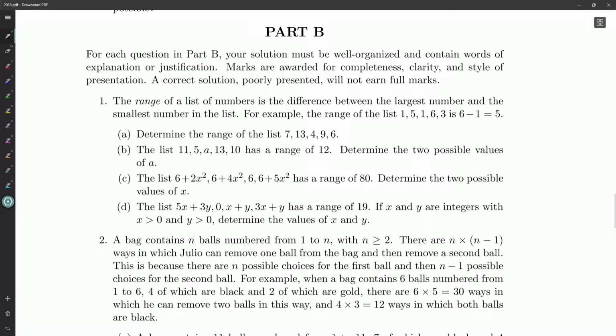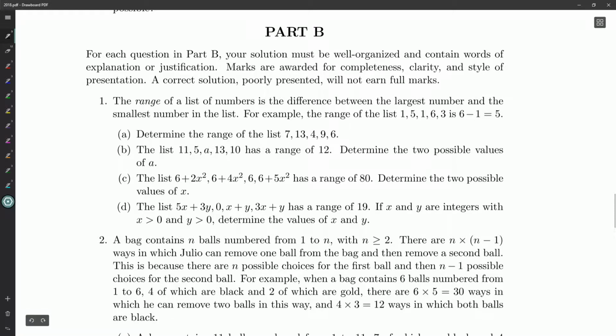I'm going to continue our look at the Canadian Intermediate paper from 2018. We're going to be starting Part B. So there's 3 questions in Part B: B1, B2, and B3. B3 is usually the hardest question on the paper. Part B, of course, is written, as they actually remind us again.